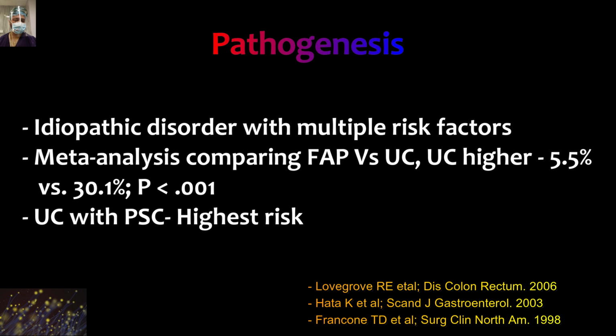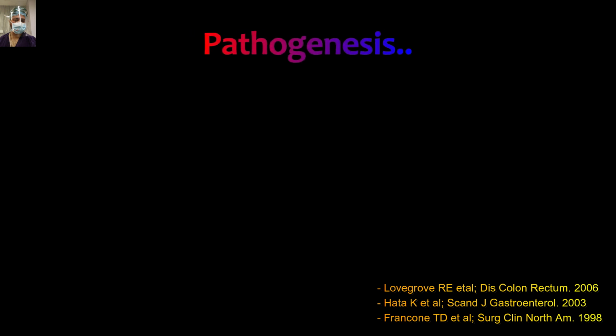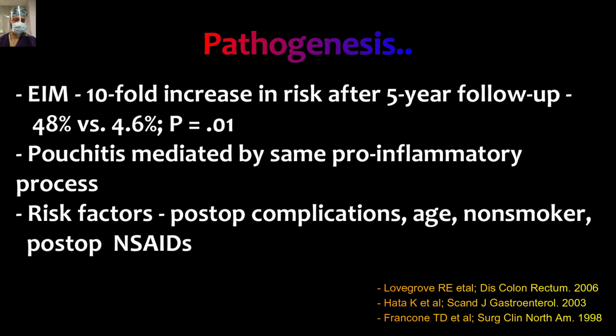Again, viewers, I am repeating that please do watch our video on ulcerative colitis. It is around 1 hour video, and we have discussed everything in detail, and you will have a better perspective of this talk also. So the ulcerative colitis patient with extra intestinal manifestation has tenfold higher chances of pouchitis after 5 years. That is 48% versus 4.6%.